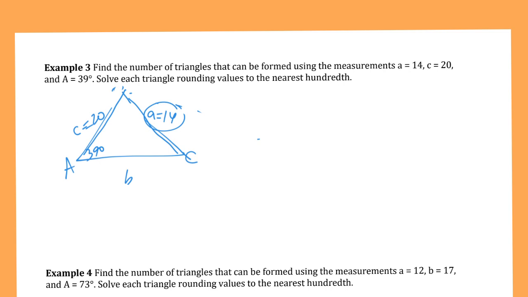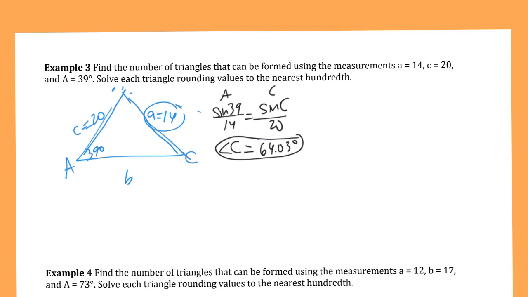And so our first step is we know a pairing, so we're going to start with side A and angle A. So we're going to do sine of 39 goes with 14 and set that equal to the sine of C over 20. Cross multiply and solve, and you're going to get angle C is equal to 64.03 degrees. Now, we already know that angle A is equal to 39 degrees, and we can find angle B in a second.